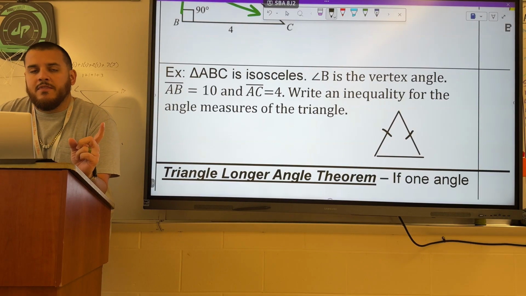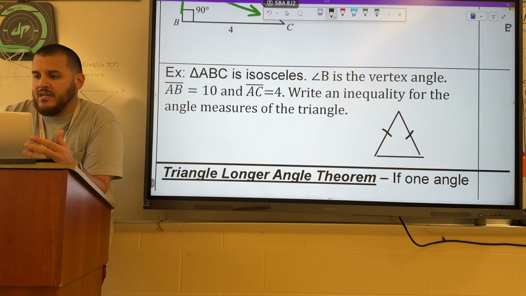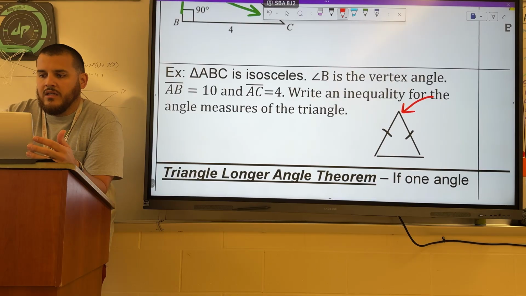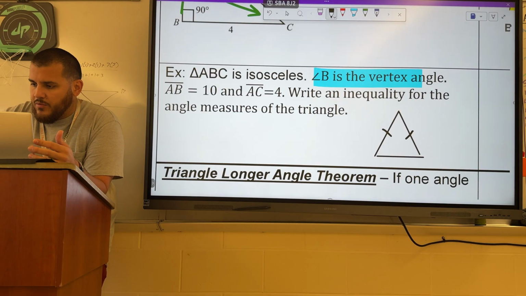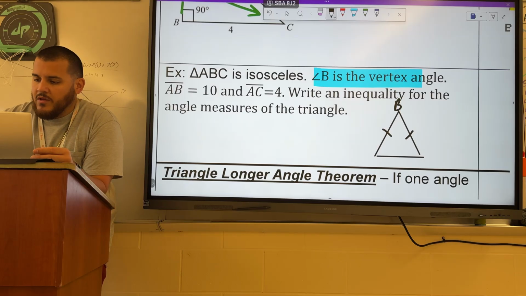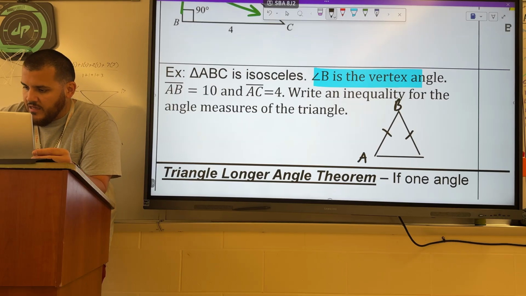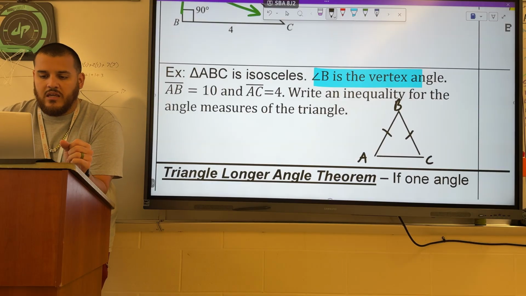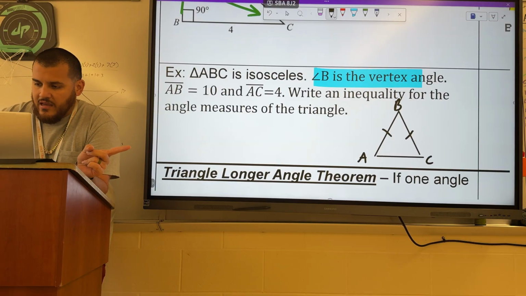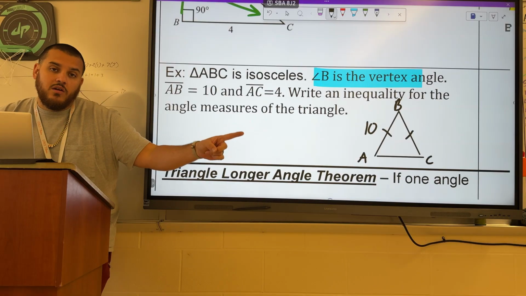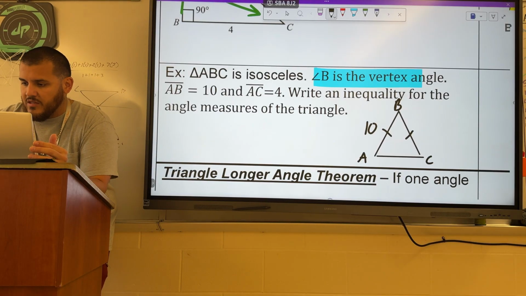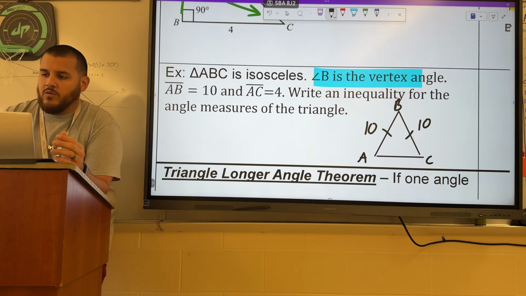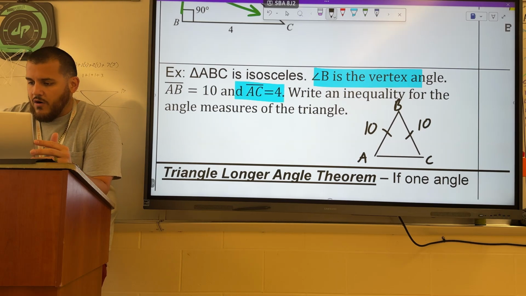You should memorize it. The vertex angle is where those congruent sides meet each other, which is this one up here. So if B is the vertex angle, then I need to label that point as B up top, and then therefore my other two points can be A and C for this triangle ABC. We're told AB is 10. And remember, they have two congruent sides. AB and BC are congruent to each other. So if AB is 10, then BC must also be 10. And then we're told that AC is 4.